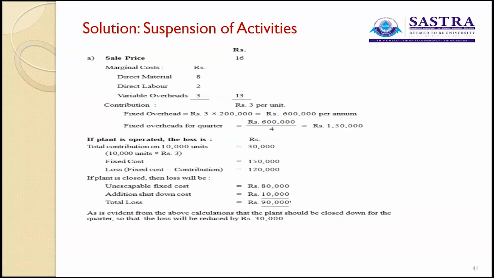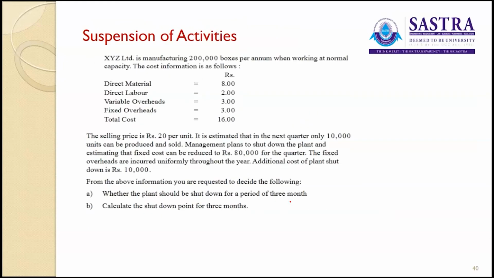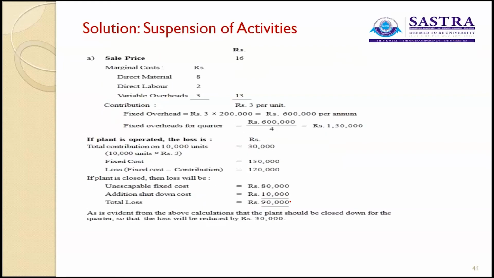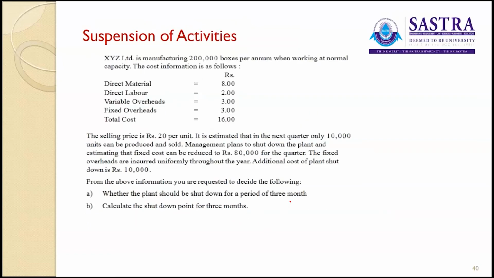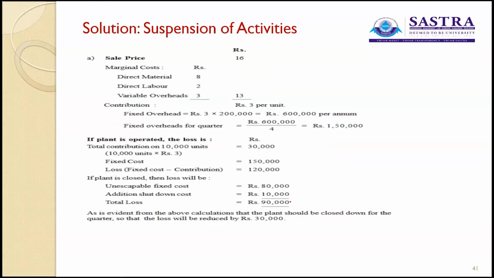Now what is your selling price given here? The cost is 16 rupees, and the selling price is 20 rupees. So we are going to find out your contribution per unit. Only 10,000 units can be produced, and we are going to calculate your fixed overhead: 3 rupees into 2 lakh units. We'll get 6 lakh rupees per annum. Fixed overheads for your quarter is 6 lakh rupees divided by 4. So 1,50,000 is your fixed cost for a quarter.